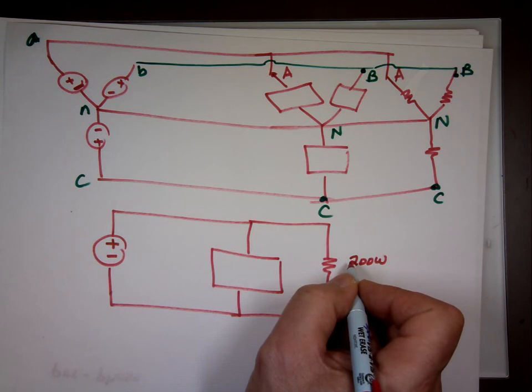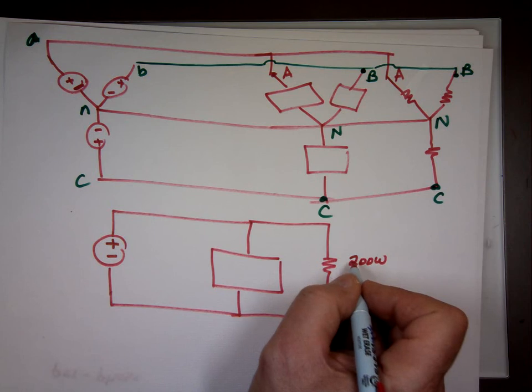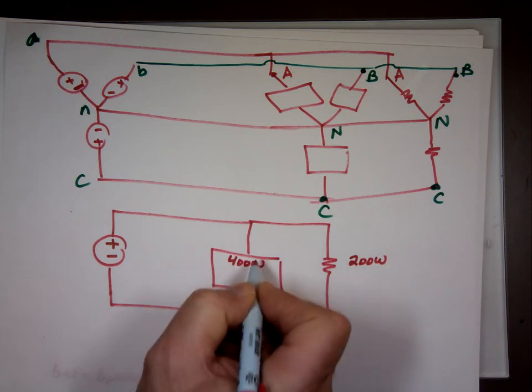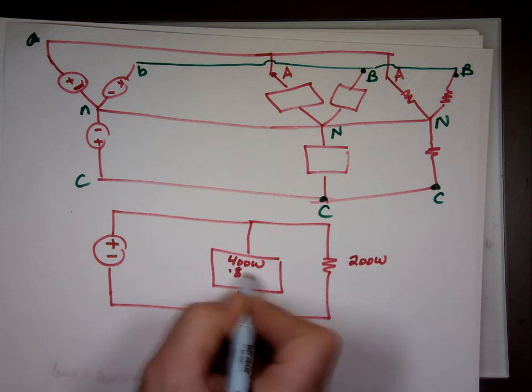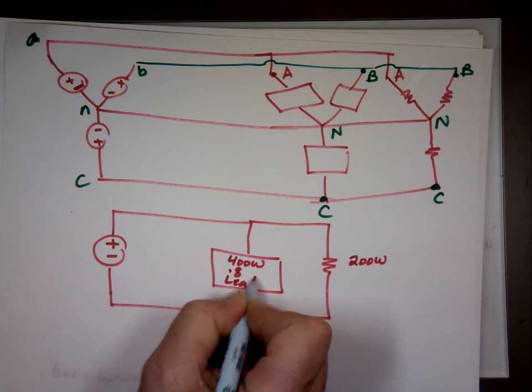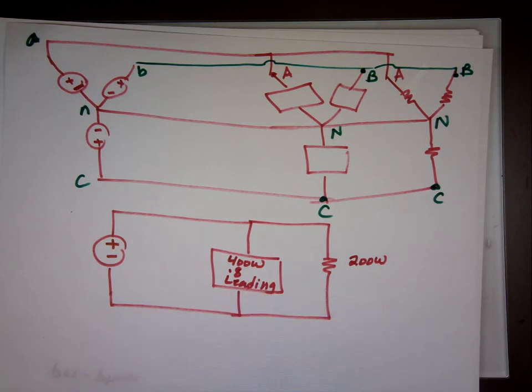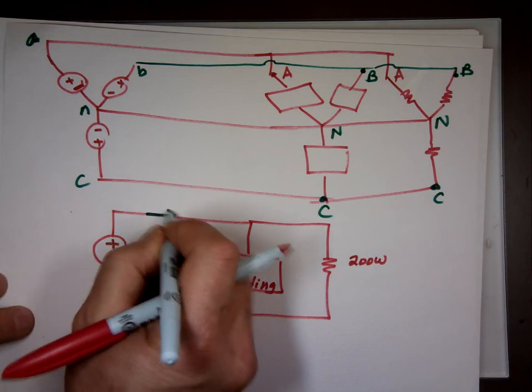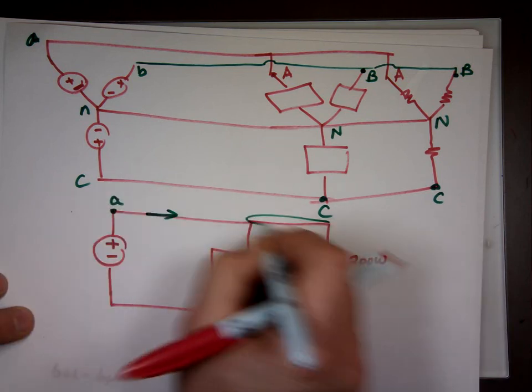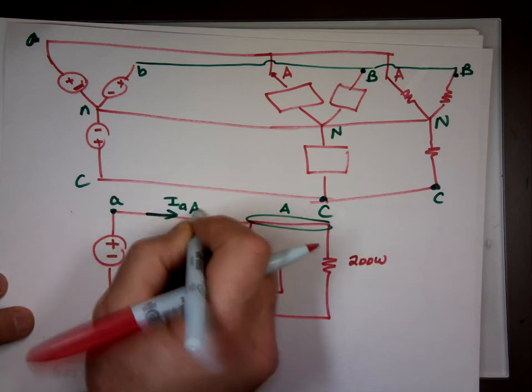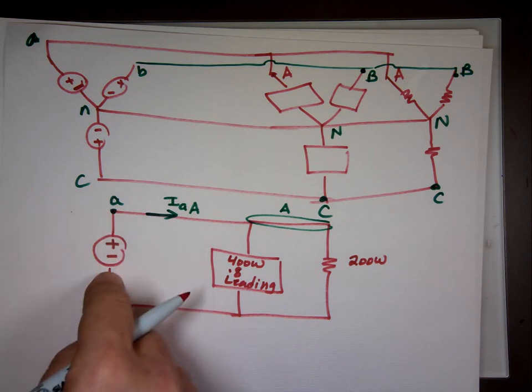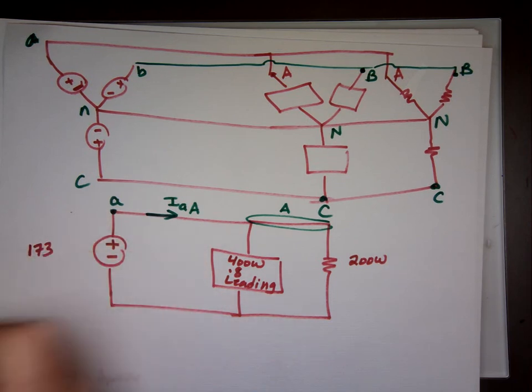The other one, it's the same example we did before, 400 watts, power factor 0.8, and it's leading. That means a resistor and a capacitor. That's what leading means. And the question now: what is the line current from A to A? Assuming this voltage here is the same we did before, the 173, the same example as before. What was it, 173.2?